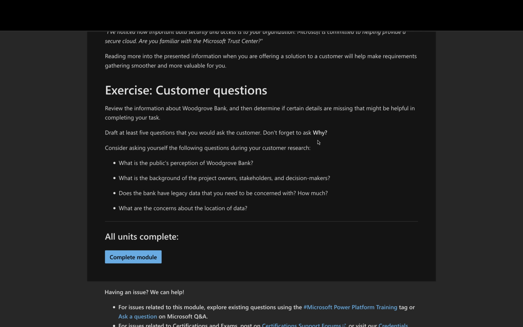Exercise. Review the information about Woodgrove Bank and then determine if certain details are missing that might be helpful in completing your task. Draft at least 5 questions that you would ask the customer. Don't forget to ask why.